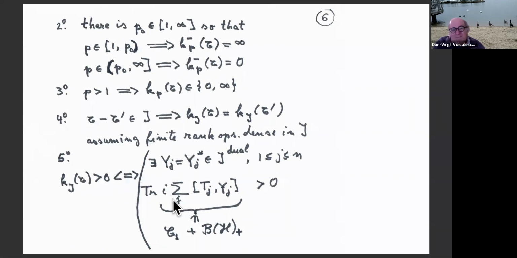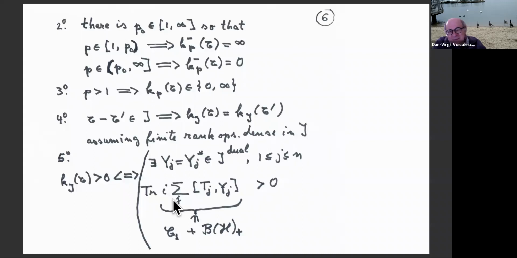So in particular, if K minus P of tau is finite and non-zero for a certain P, then above this I'm going to have zero, and below this I'm going to have plus infinity. So there is always such a P_0, such that below P_0, K minus P is infinite, and above P_0, this number is zero.